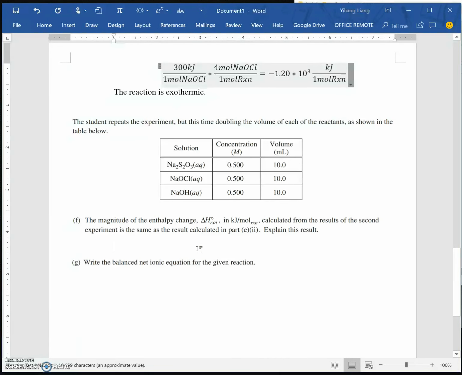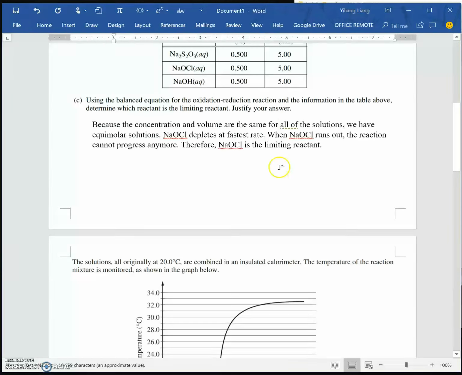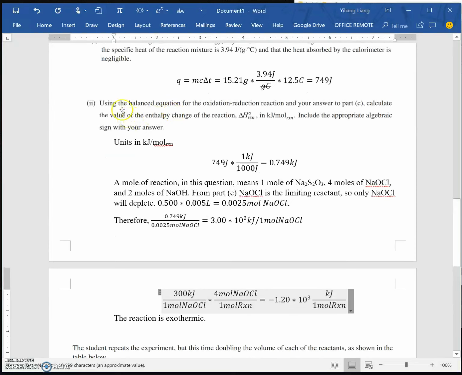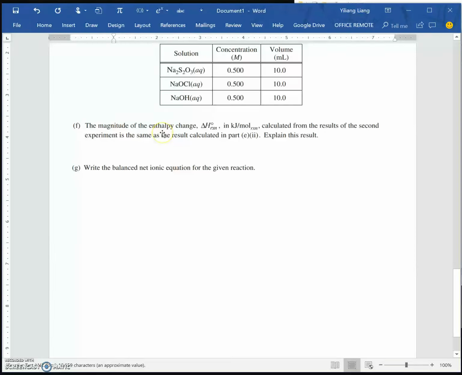The student repeats the experiment, but this time doubling the volume of each of the reactants as shown in the table below. So you double the volume from 5 to 10. The magnitude of delta H in kilojoules per mole reaction calculated from the results of the second experiment is the same as the result calculated in this experiment in part EII. Explain this result.